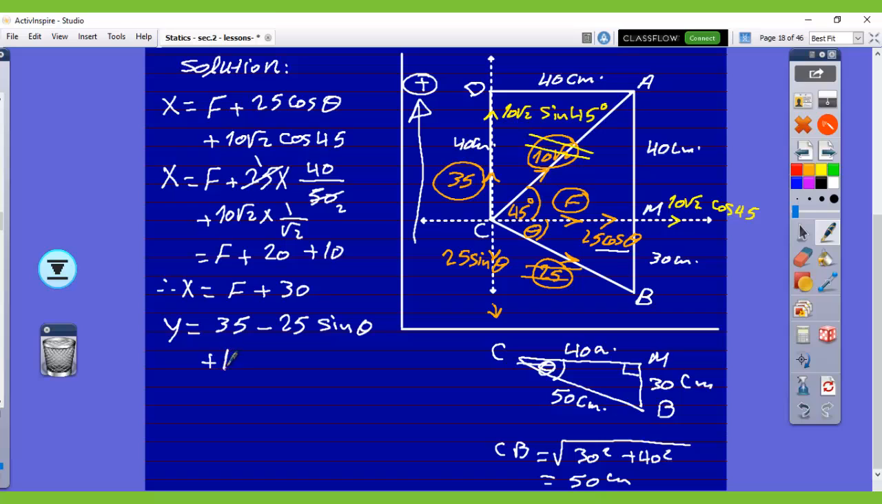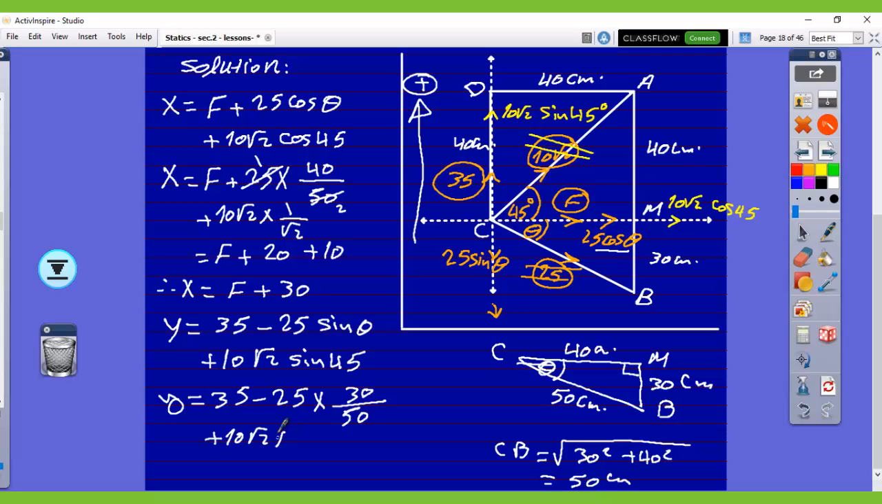Plus 10 root 2 sine 45. We calculate it, so we have y equals 35 minus 25 sine theta, where sine theta equals 30 over 50, opposite over hypotenuse, plus 10 root 2 sine 45. So it's plus sine 45, which is 1 over root 2.